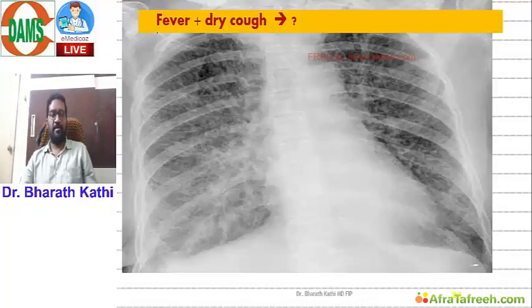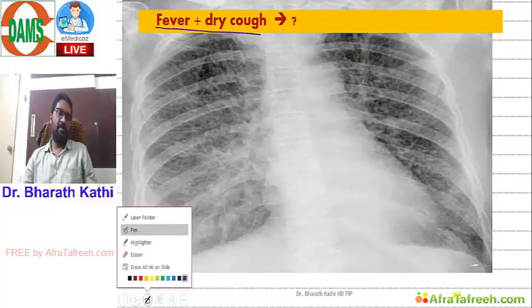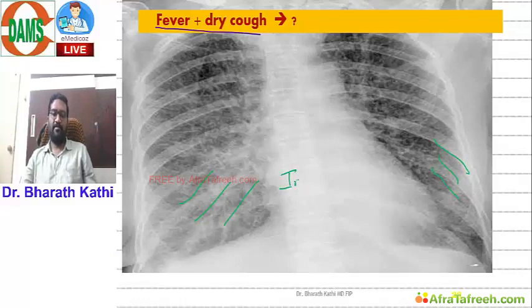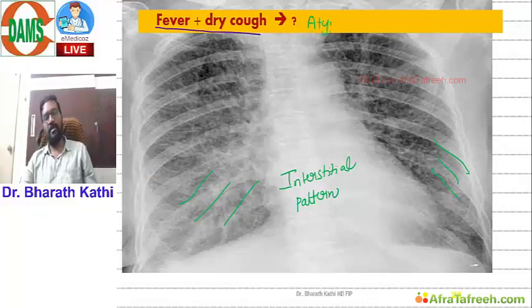Now this patient is having fever with dry cough. And if you see the chest X-ray, you don't find any consolidation. You only find some bilateral haziness. This bilateral haziness is nothing but an interstitial pattern. And whenever you find this in combination, your suspicion can be an atypical pneumonia. And usually the common cause of atypical pneumonia will be mycoplasma.